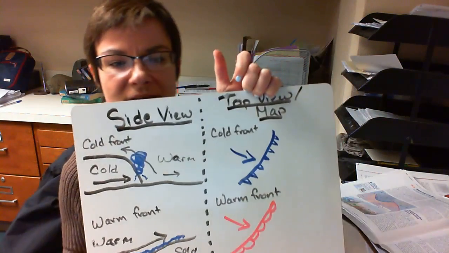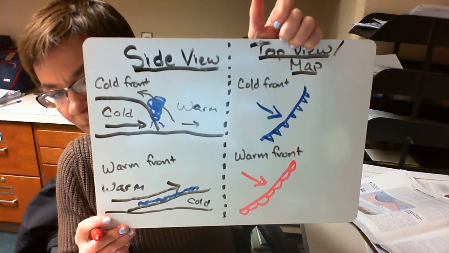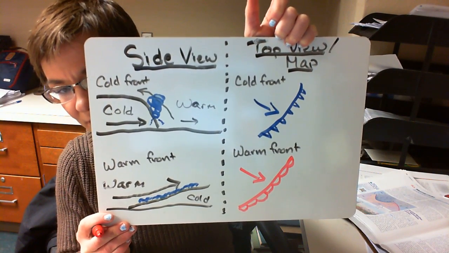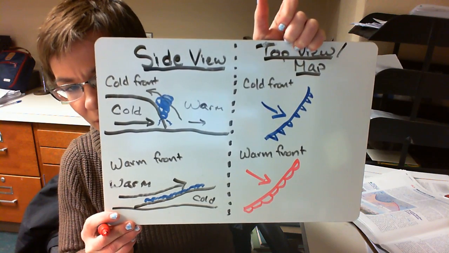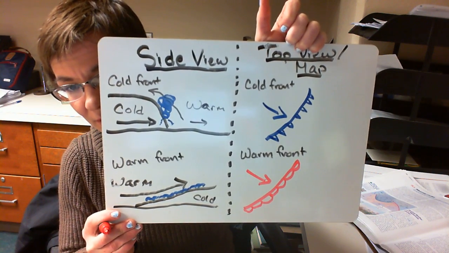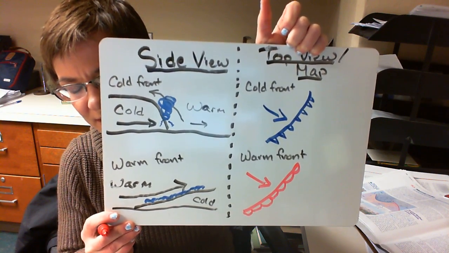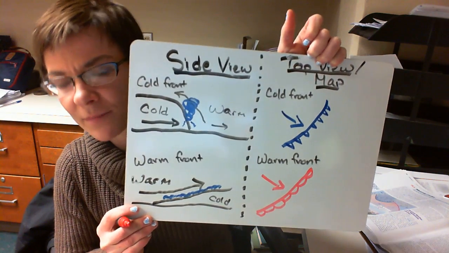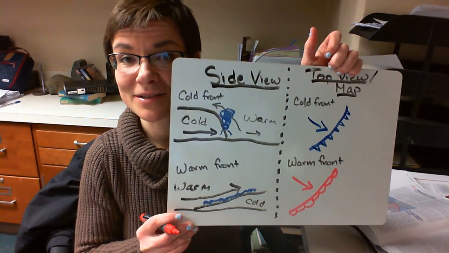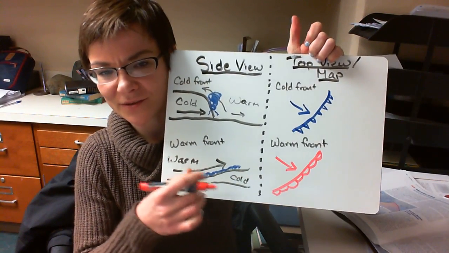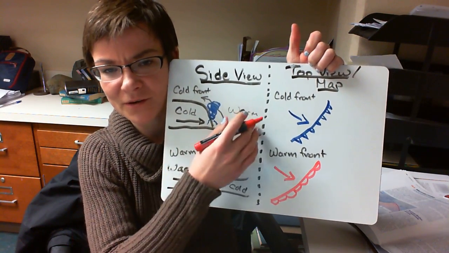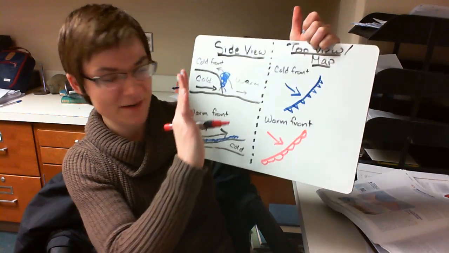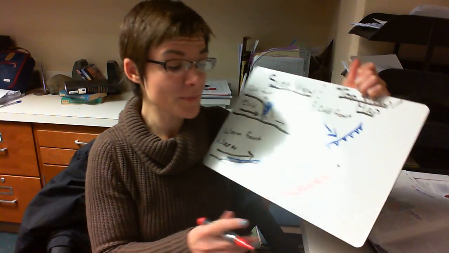So here you have a side view of a cold front, and a top view or a map view of a cold front, and a side view of a warm front, and a top view of a warm front. And I think one of the problems is that a lot of people try to mix these two together. You don't need the teeth or the little half circles in the side view, because you're just looking at it from the side. So I hope that helps.